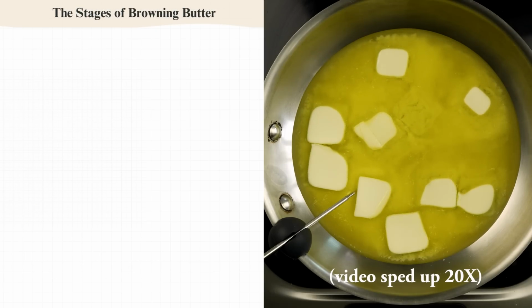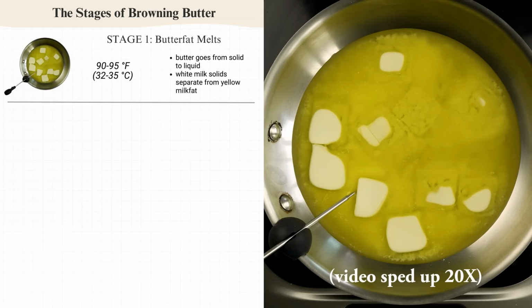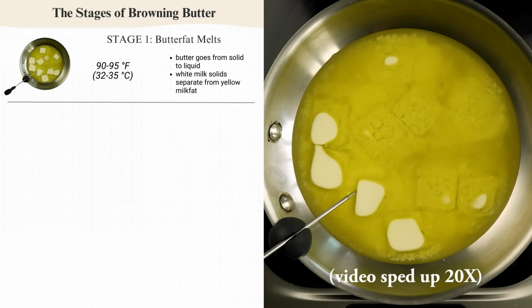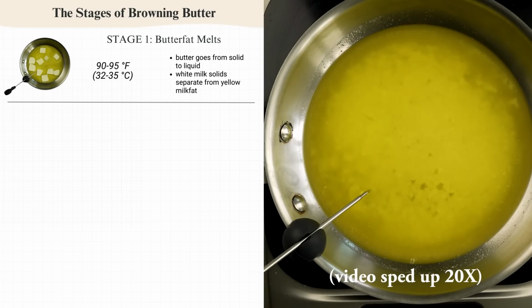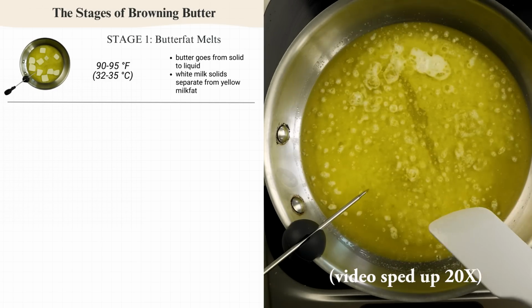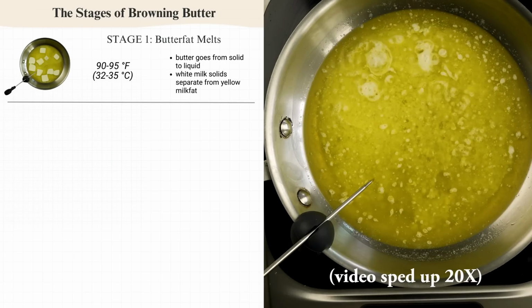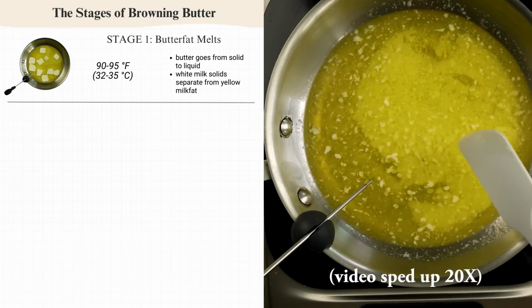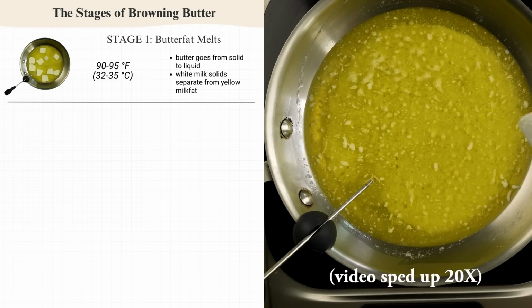Stage 1 is the melting of the butter fat. Butter fat or milk fat, you're gonna hear me use them interchangeably because they're the same thing, has a melting temperature of around 90 to 95 degrees Fahrenheit. At this point, the butter emulsion will break, and you'll see a separation of the milk solids, which is the white part, from the butter fat, which is the golden yellow part. Milk solids comprise proteins, lactose, and vitamins and minerals.